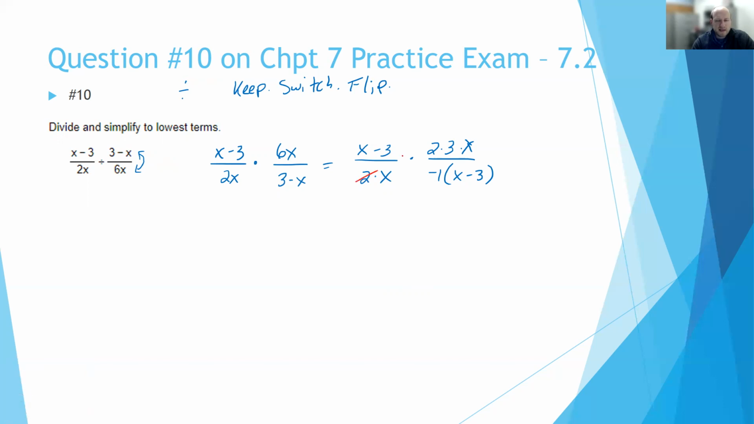So then I can start to cancel here. We can cancel a 2, we can cancel an x, and now I can cancel these x minus 3s. So what am I left with on top here? I have a 3, and I have a -1 on the bottom, and that's just going to be -3.